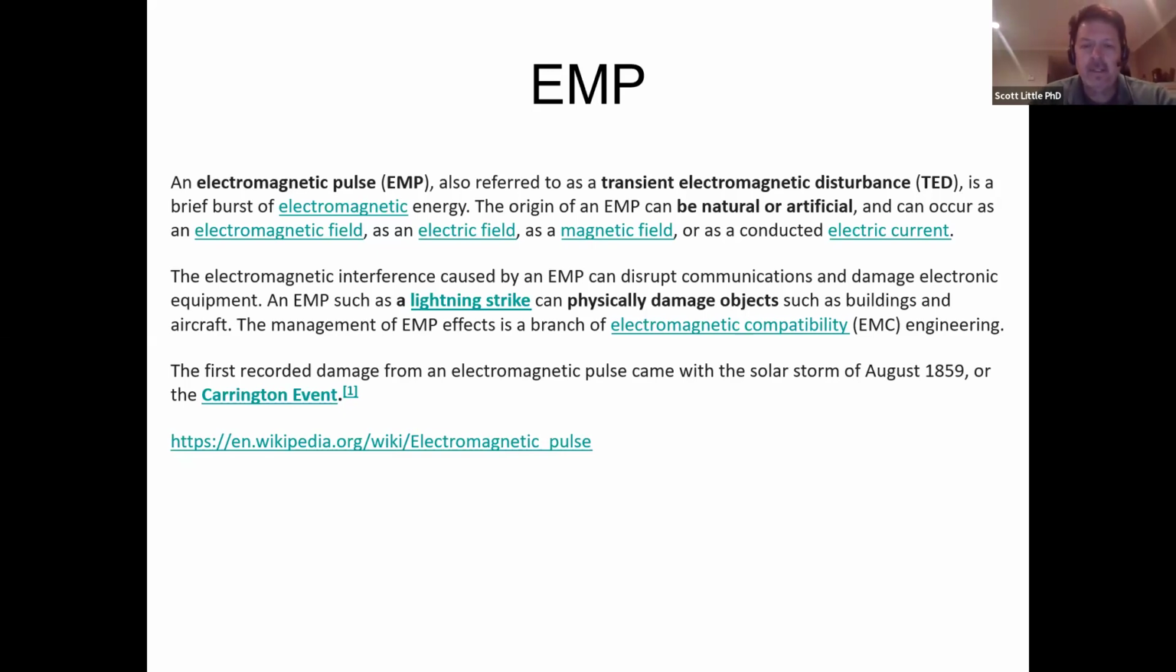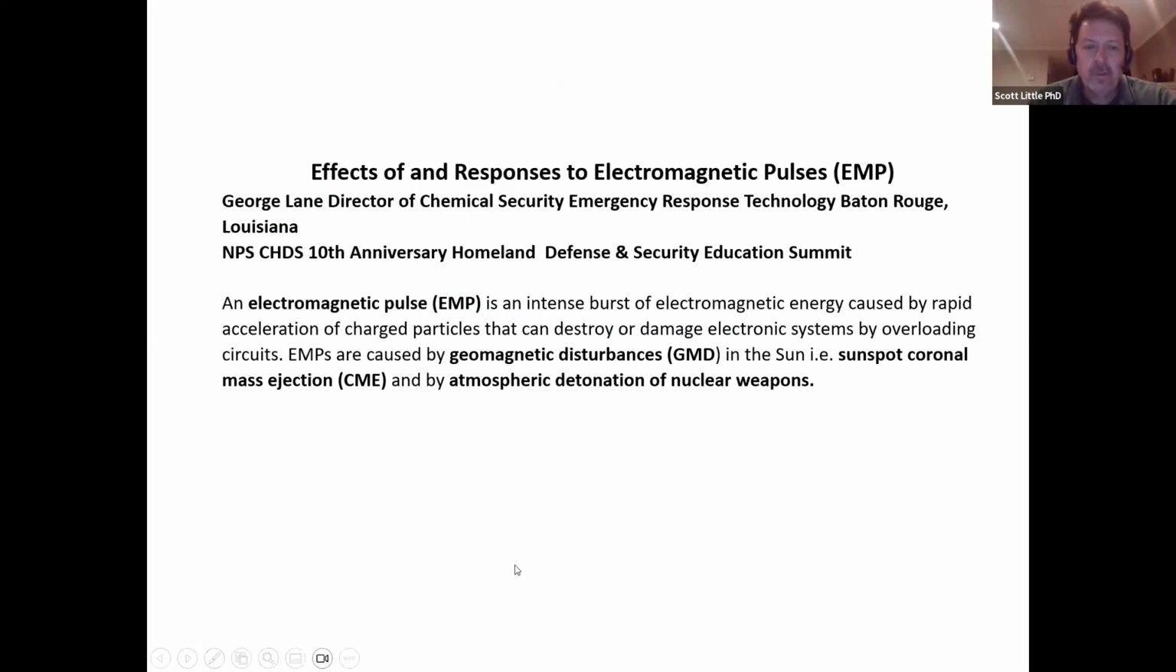And at the time, mainly any sort of electromagnetic devices that were being used were telegraph machines, and it did disrupt quite a few of those. So just kind of a brief overview.